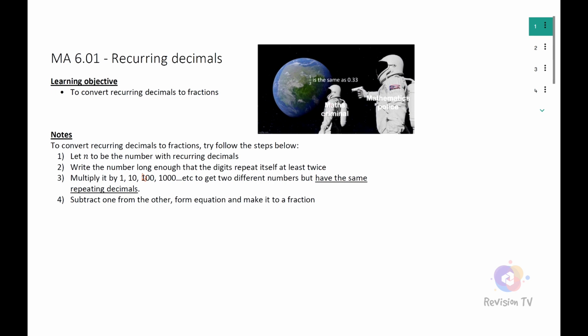We're going to multiply by 1, 10, 100, 1,000, or sometimes 10,000 in some extreme cases, to get two different numbers but with the same repeating decimals. Once we've got two different numbers with the same repeating decimals, we can subtract the big one minus the smaller one, and we'll form an equation, and we can make it into a fraction.